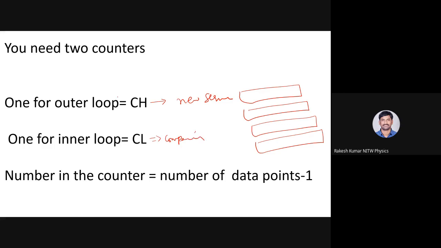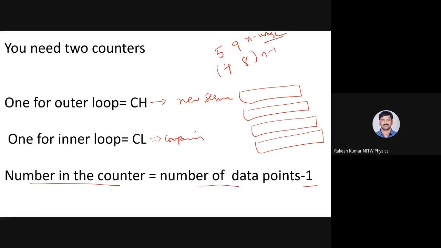So these are the two loops you require, and the number in the counter should always be the number of data points minus 1. That means if you are comparing 5 numbers, your counter should be 4. If you are comparing 9 numbers, the counter should be 8. Please keep this in mind. So n minus 1 should be the counter and n is the number of elements.